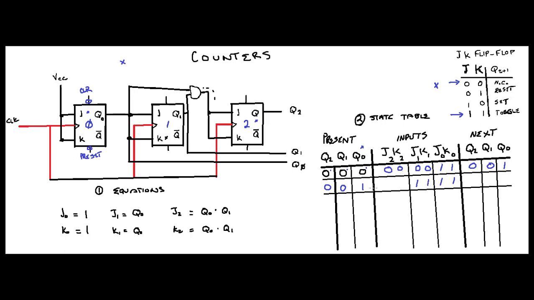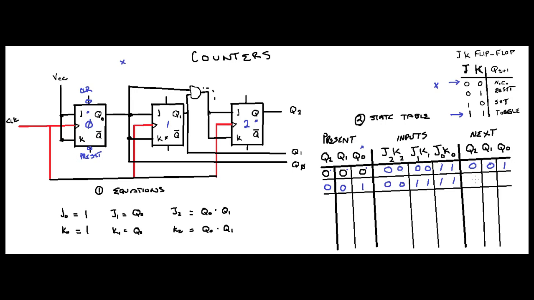Now, J2 and K2 are both equal to Q0 ANDed with Q1. Well, you can see them right here. You have Q0 and Q1. One's a 0, one's a 1. So it's both going to be 0, right? So it's 0, 0.